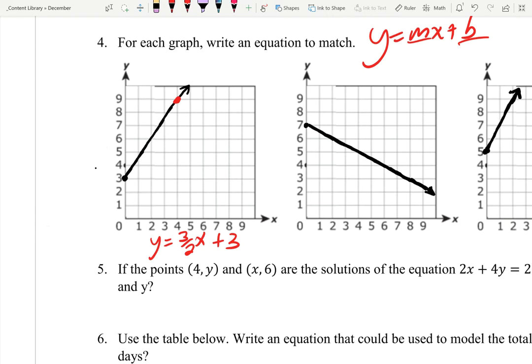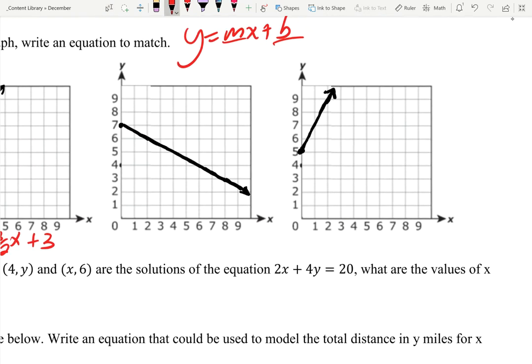We can do that for the second and third graphs. So we have the y-intercept is 7 for the second one, and our slope, if we look carefully, looks to be, these points.